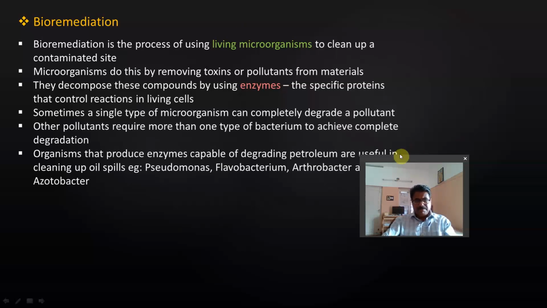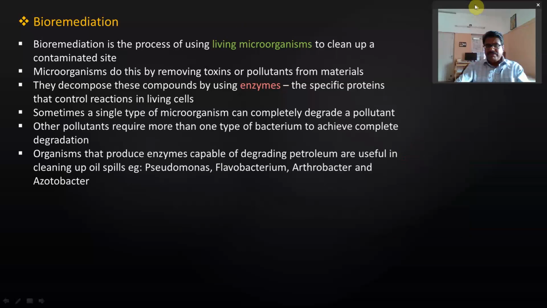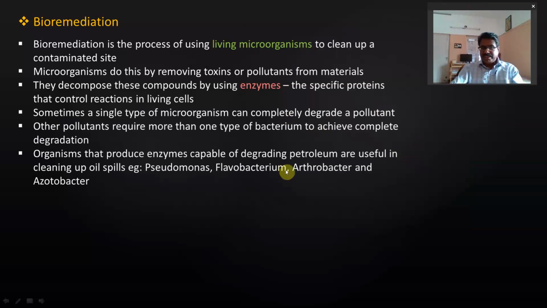For example, we know that so many water bodies are being contaminated with petroleum products, oil products. Bacteria can be used for degrading the petroleum products which are being spilled into the water bodies. For example, the bacteria used for petroleum degradation are Pseudomonas, Flavobacterium, Arthrobacter, and Acetobacter.